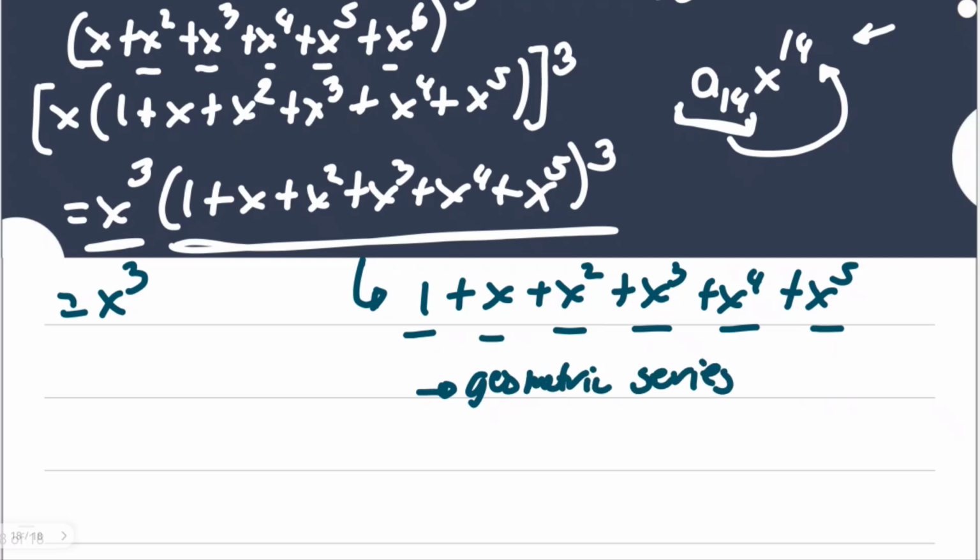Because when you look from one term to the next, we also actually have a common ratio, which is x. 1 times x is x, times x is x squared, times x is x cubed, times x, and times x. This is an example of a geometric series, specifically a finite geometric series. And we actually have a method of writing a finite geometric series.